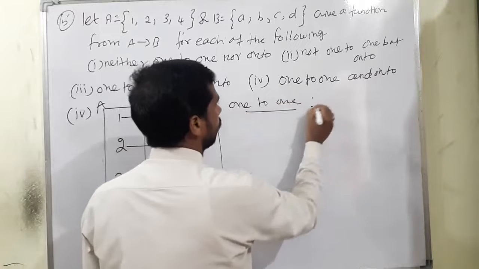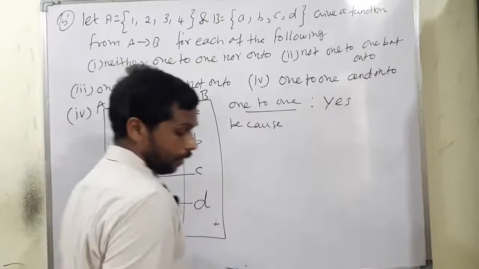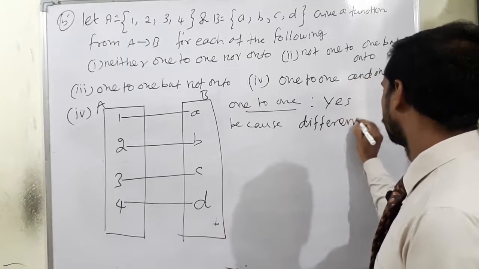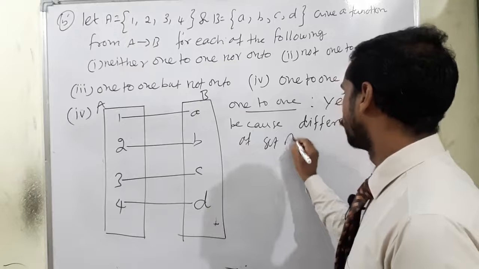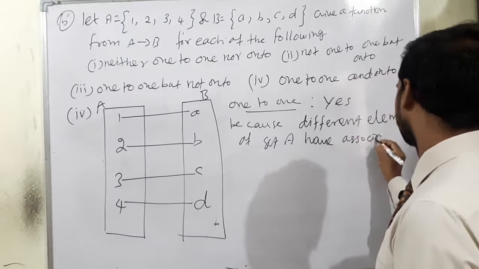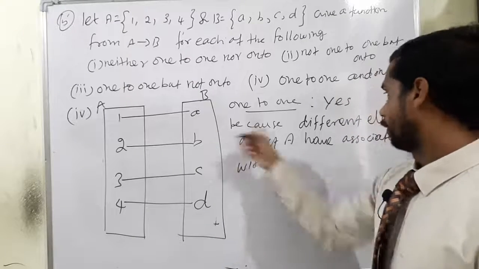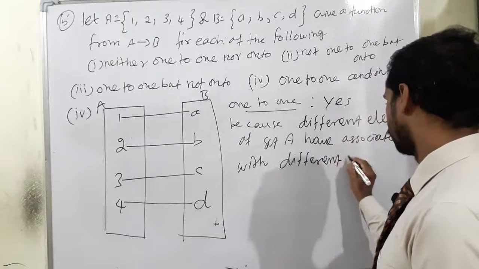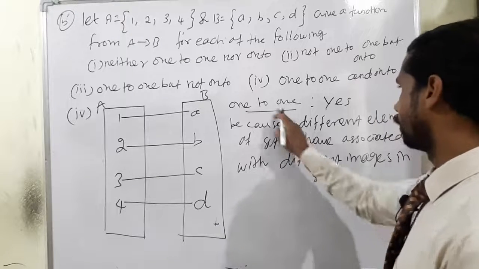Is it one-to-one? Yes, it is one-to-one, because different elements of set A are associated with different images in set B. That's why we are saying it is one-to-one.